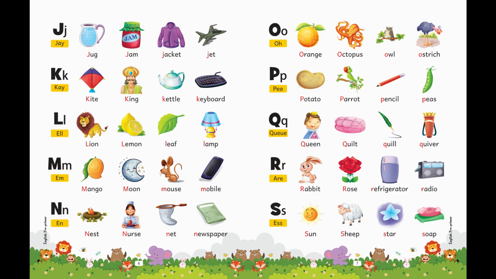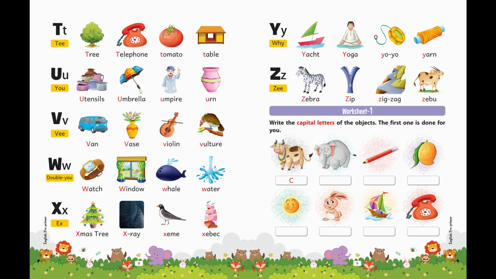Well done. Now let's practice recognizing them in pictures. Let's finish the rest of our alphabet. T says T. T for tree, telephone, tomato, and table. U says U. U for utensils, umbrella, umpire, and urn. V says V. V for van, vase, violin, and vulture.